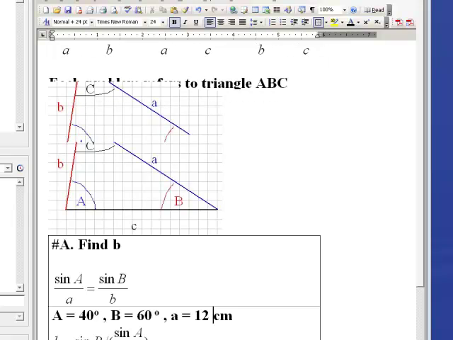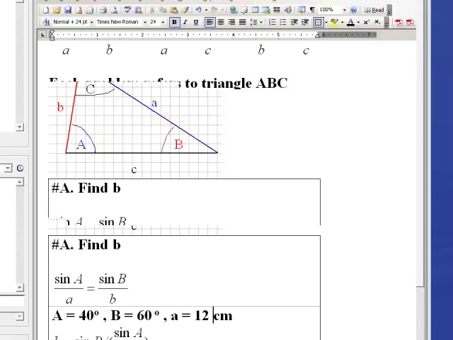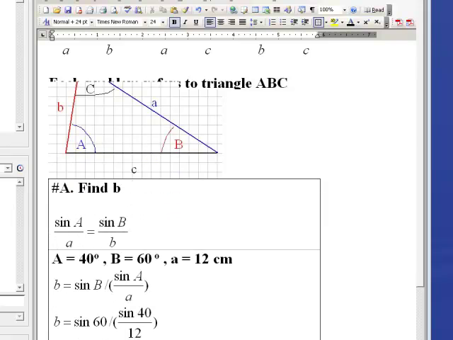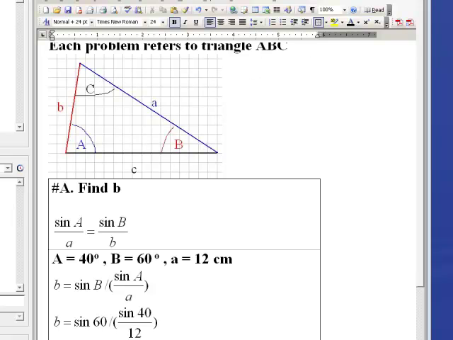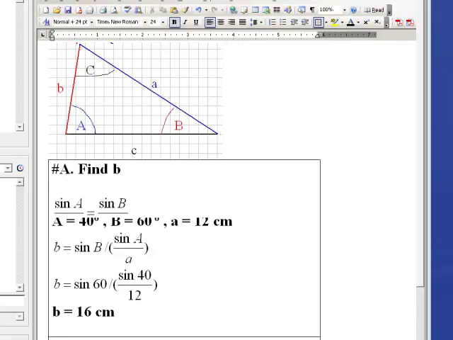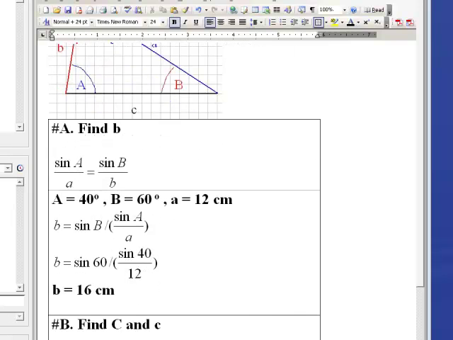Okay, next one. Says we have a triangle given with A equals 50 degrees, B equals 60 degrees, and the side a equals 36 kilometers. Find the angle C and the side c. Well, angle C is straightforward because the angles A plus B plus C has to be 180 degrees. And so C has to come out to 70 degrees. 50 plus 60 is 110. Subtract from 180 is 70 degrees.